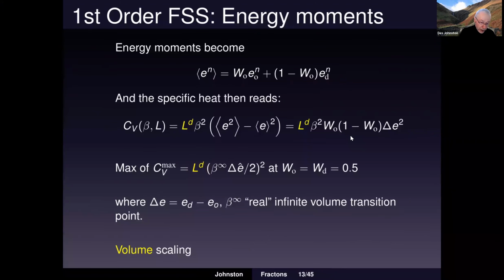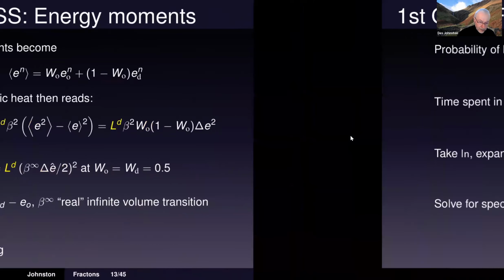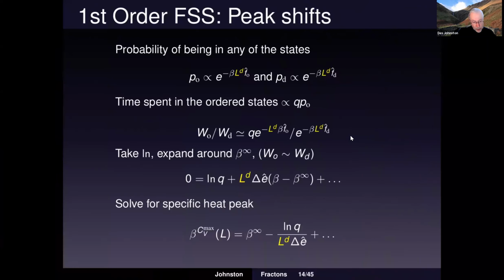You can also have a look, with a slightly more sophisticated argument, at how your estimates of where the transition point sits change with the size of your simulations. And to do this, you have a look at the probability of being in either an ordered state or a disordered state.